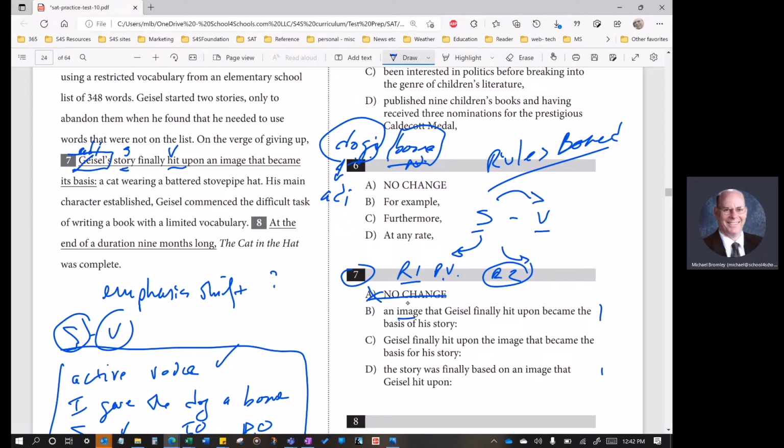The image is what he hits. This is an object. This is our Geisel doing the hitting. So we want to put that in front. So here it works: Geisel finally hit upon subject, verb, object. Okay. And the story was finally.